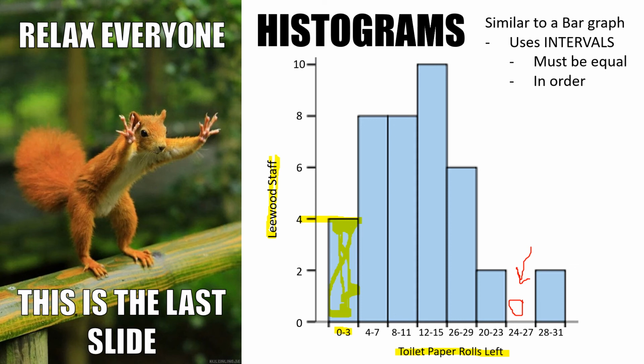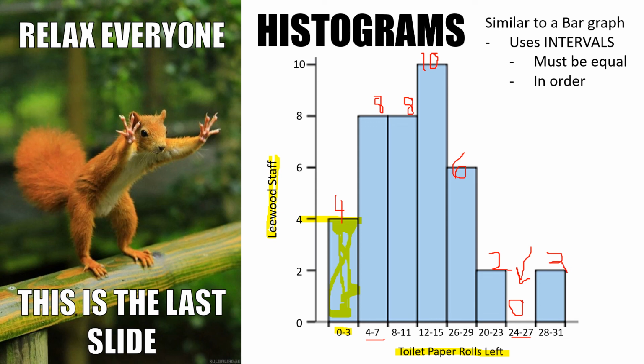They are in trouble. Now, if I asked you how many faculty members did we survey, you could find that out with this histogram. Remember, you couldn't see that on a box and whiskers plot, but you can see that on a histogram. So there's 4 individuals that have 0 to 3 toilet paper rolls left. The next interval, which is 4 to 7, there's 8 people. There's also 8 people that have 8 to 11. There are 10 people that have 12 to 15, 6 people that have 16 to 19, 2 people have 20 to 23, nobody has 24 to 27, and then you have these 2 really lucky people over here who have 28 to 31 rolls of toilet paper left.